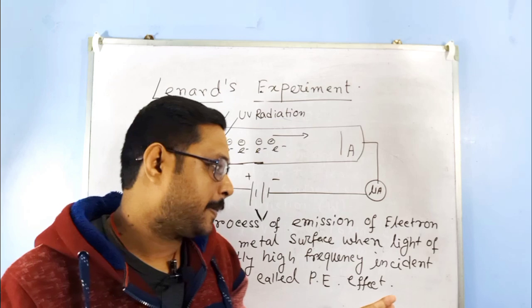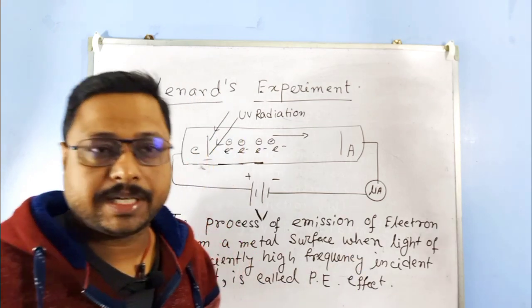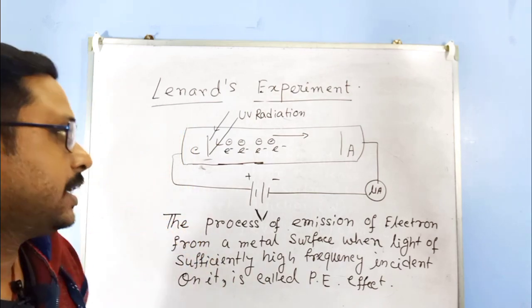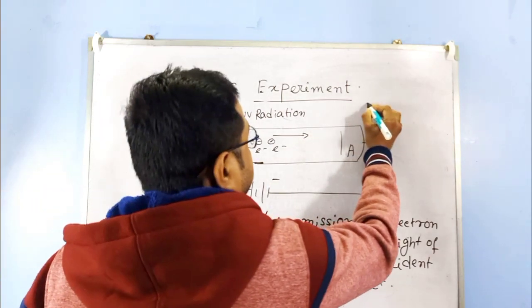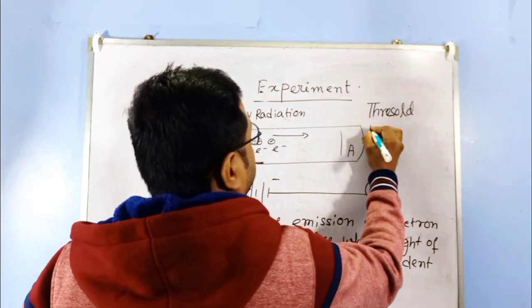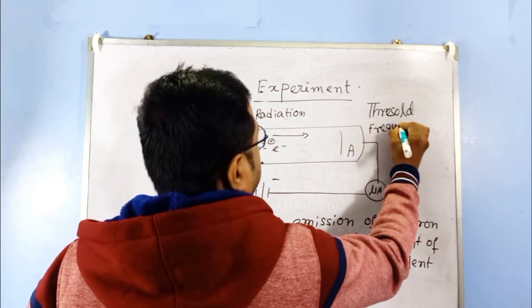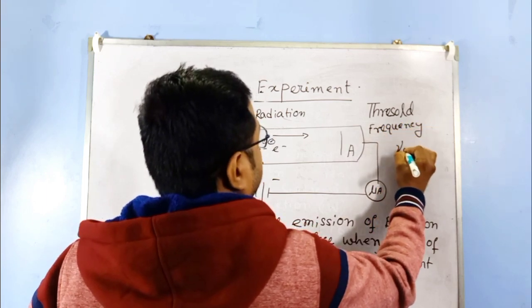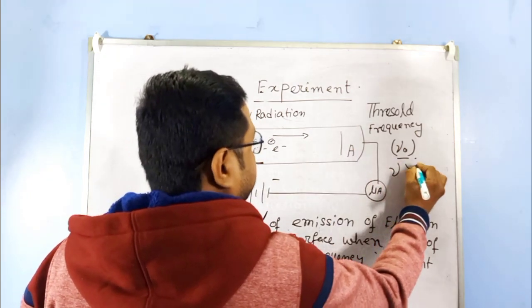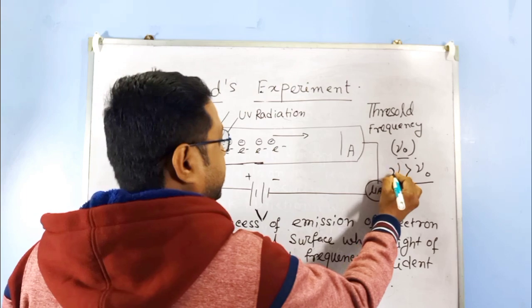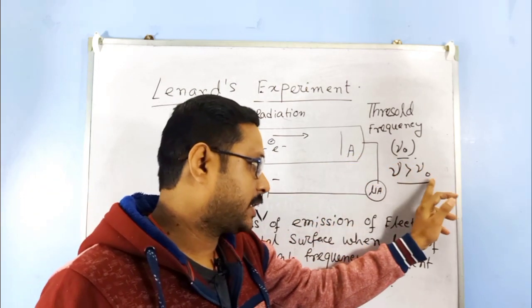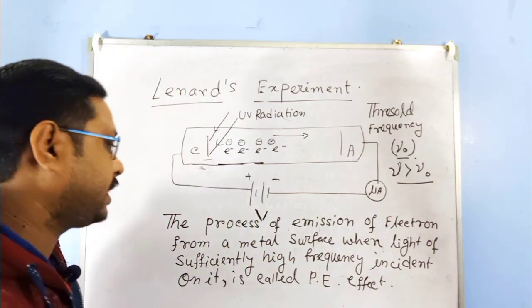The minimum frequency for which photoelectrons are emitted, or photocurrent is obtained, is called the cutoff or threshold frequency, and it is denoted as nu 0. The incident frequency must be greater than nu 0. If the frequency of incident radiation is nu, then it must be greater than nu 0 to get photoelectric current.